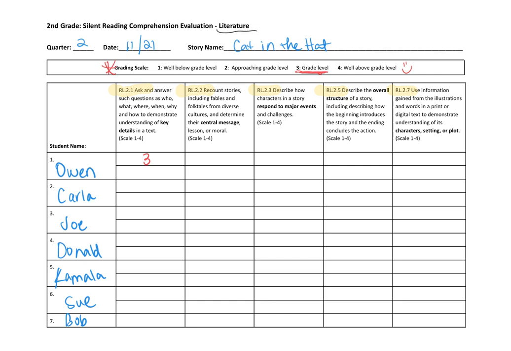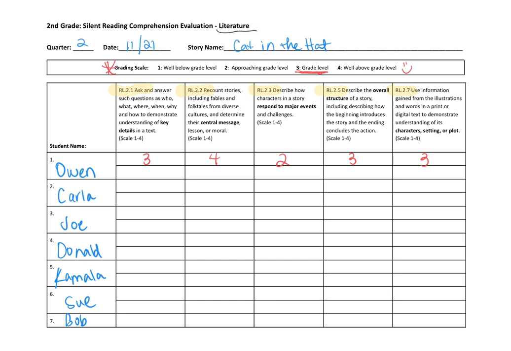I'm going to check in with Owen later, and I'm going to ask him about the central message. That response was just amazing and well above. He gave way more details than necessary, so I'm going to give him a 4 for that. For the next one, it's describe how characters in a story respond to major events. He really struggled with that. He was unsure how to verbally explain how the characters were responding, but he had sort of an understanding of the question, so I'm going to give him approaching grade level. Etc., etc. I'll ask another question, and let's say he's on grade level for all of those.